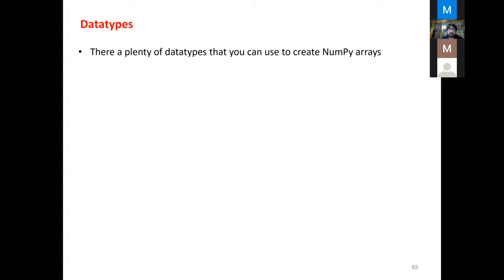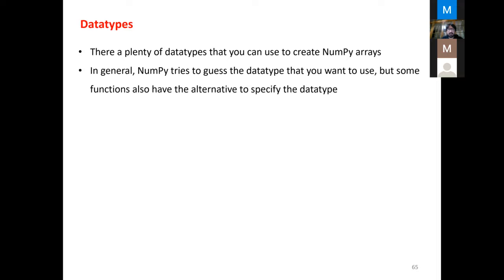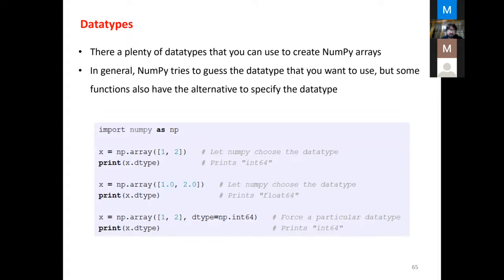Okay. And there are plenty of data types that you can create using NumPy arrays. In general, NumPy tries to guess the data type, as Python does, but you can also specify the data type yourself. So for example, here, you create the matrix, and then you can specify the data type inside. You can print the data type of the specific array that you're defining with a special NumPy array attribute called dtype.